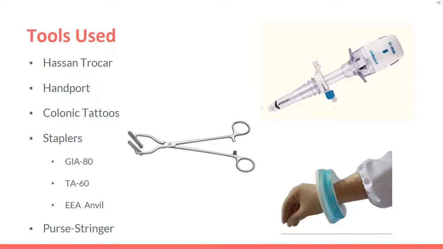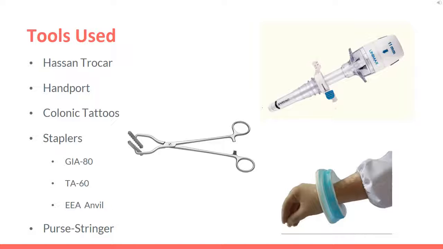Some of the staplers used were the GIA 80, TA60, and the end-to-end anastomosis stapler, which are not pictured here. Another tool used in this procedure was a purse stringer, which is a device used for placing purse string sutures. This can be seen in the bottom left corner.